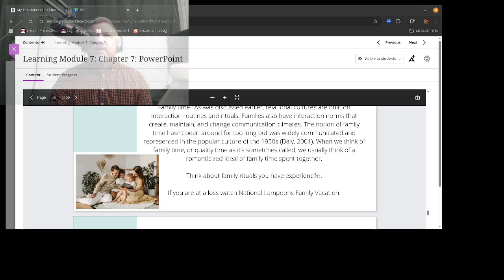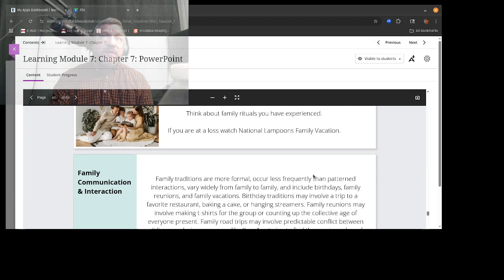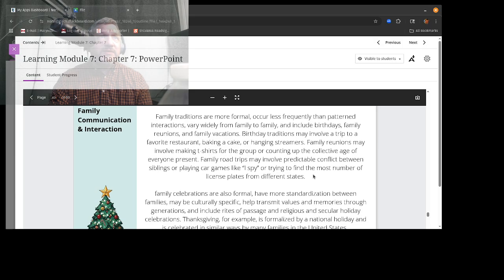If you're ever at a loss about family rituals, though, watch the movie National Lampoon's Family Vacation. It's a perfect example of a family bonding over an event and their family communication back and forth, with multi-generational included. And it's fun. It's kind of a funny movie.